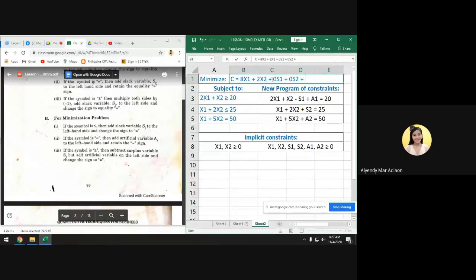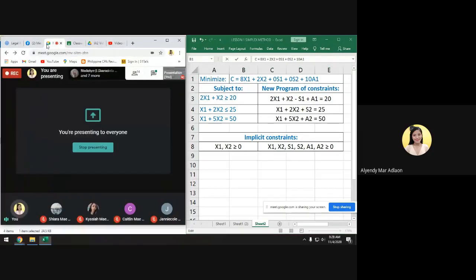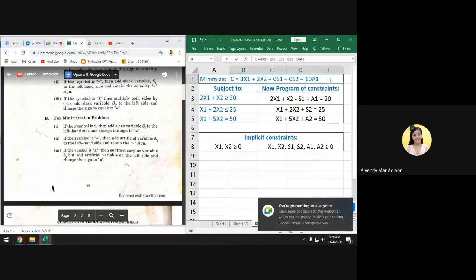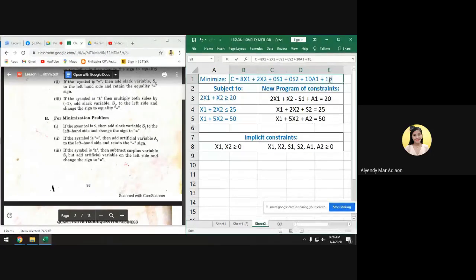Then we will add the artificial variable. So we have two artificial variables, artificial variable 1 or A sub 1 and A sub 2. Now take note class that under the rule, the artificial variable is the most costly or the variable that will give us the highest cost. And the rule for that is that the artificial variable will have a cost of 10. So we have 10 A sub 1 and then also for the second artificial variable, so you simply add 10, so 10 A sub 2.